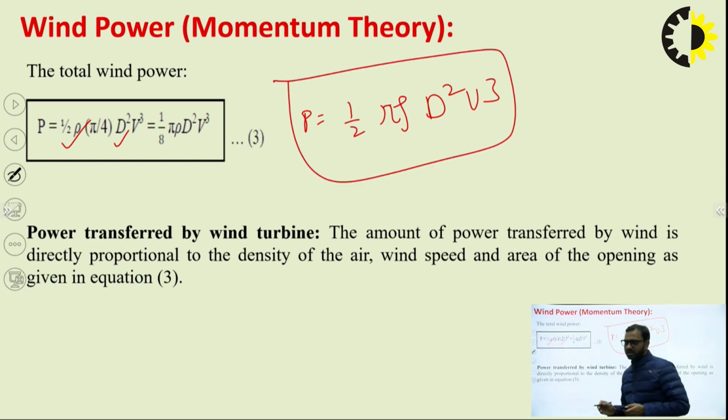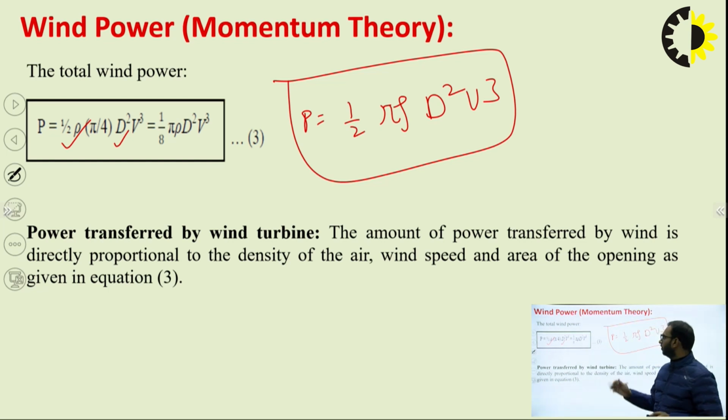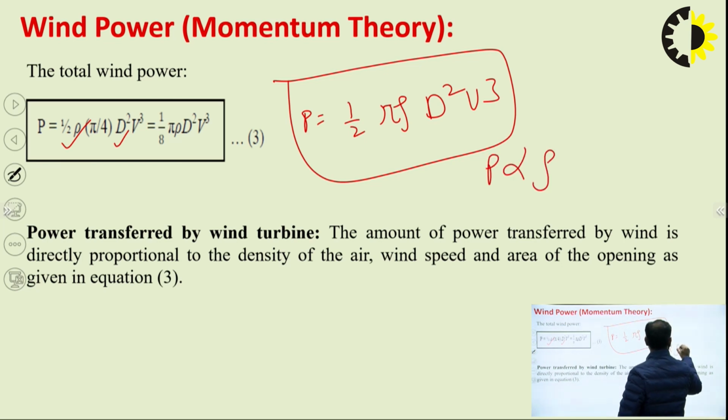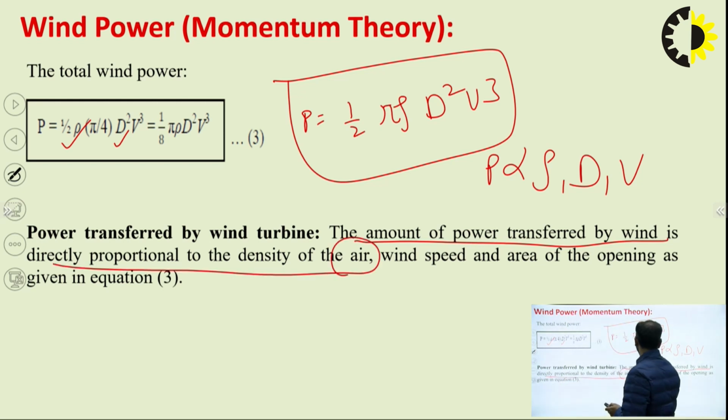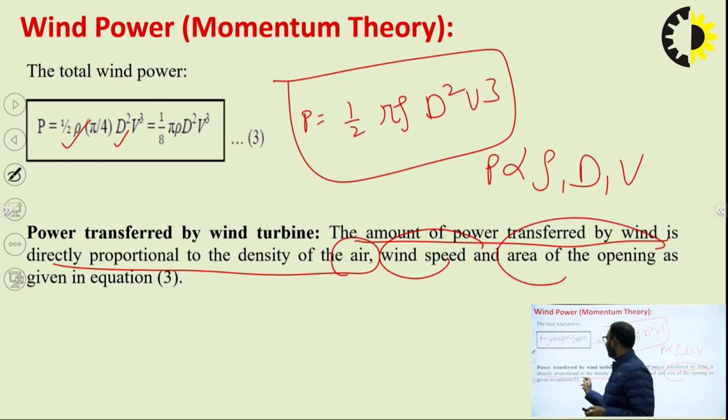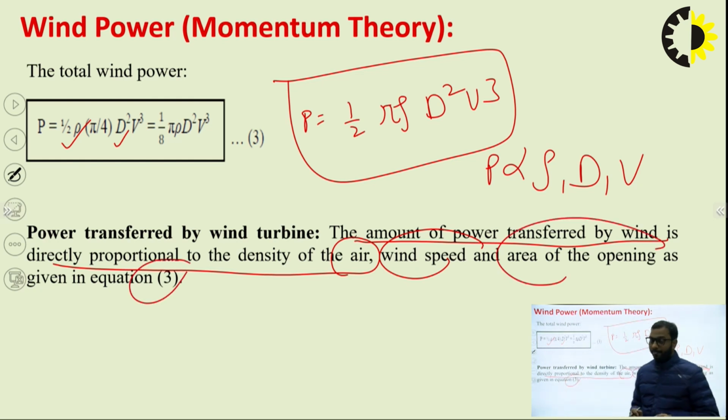By using equation number 3, we will calculate total wind power. In this equation, the wind power is directly proportional to the density of the air, the diameter of the aerofoil, and the velocity of the air. So, the amount of power transferred by wind is directly proportional to the density of the air, wind speed, and area of the opening as given in equation number 3.